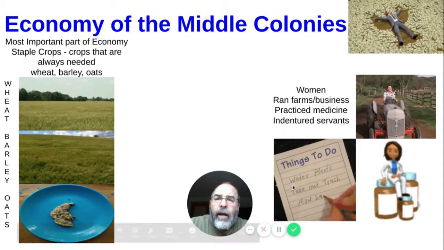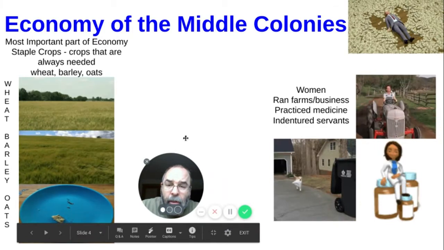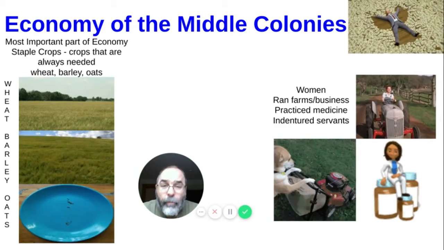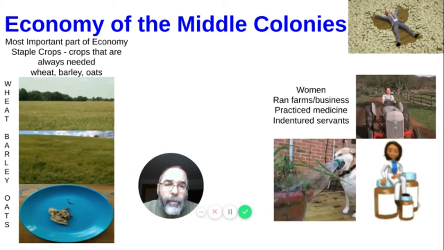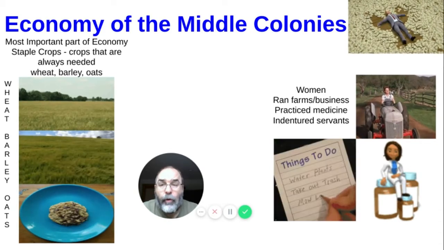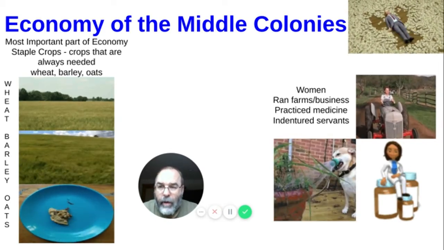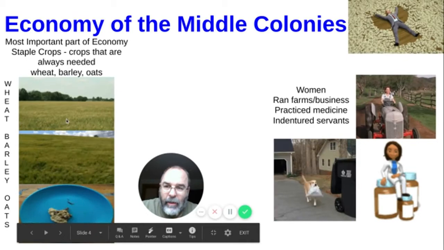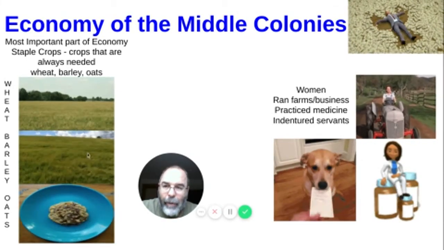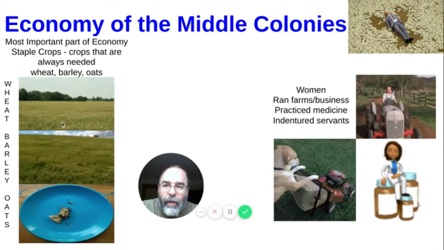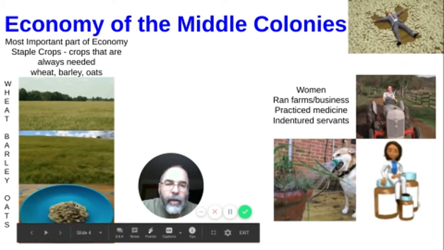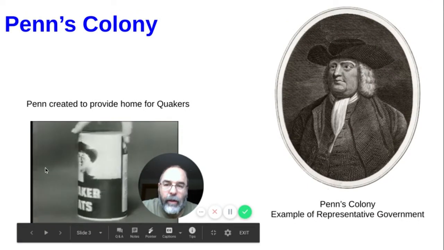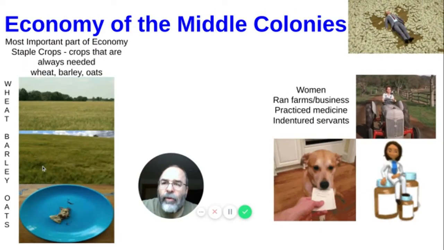Now, when we look at the way people in the middle colonies were making money, the most important part of the economy in the middle colonies is staple crops. Staple crops are wheat, barley, and oats. I know it's really hard to tell the difference between these, but you can see it's a long grass type of field, and that's what we're looking at when we talk about wheat and barley, and then oats. You can think of Quaker Oats. That's part of the reason why they come up with the brand name of Quaker Oats, right? But these are staple crops.